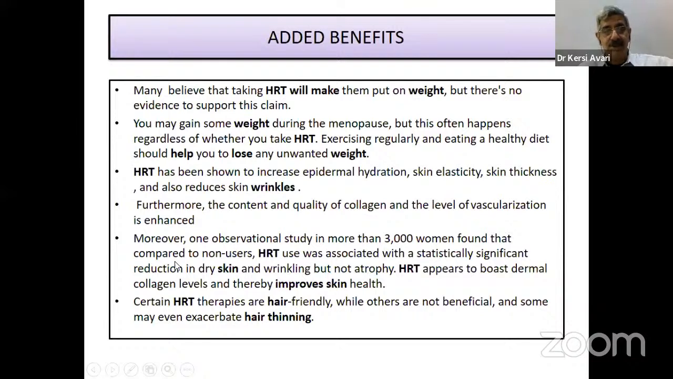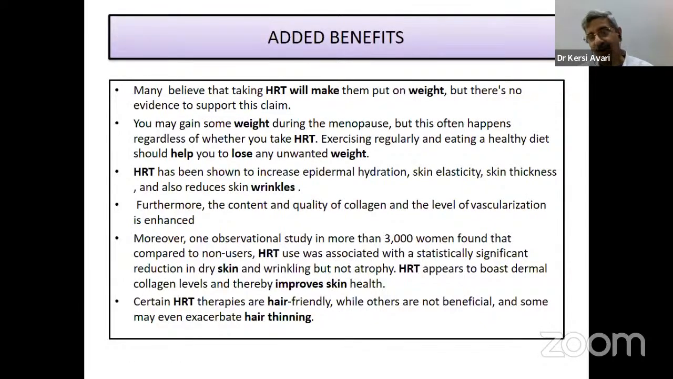This is important. One observational study in many women found that compared to non-users, HRT is associated with a statistically significant reduction in dry skin, but not atrophy. Atrophy means the skin functioning goes down. Dryness means the lubrication or the moisture of the skin is lost. So HRT appears to boost dermal collagen levels. Now collagen is a matrix. HRT therapies are hair friendly.